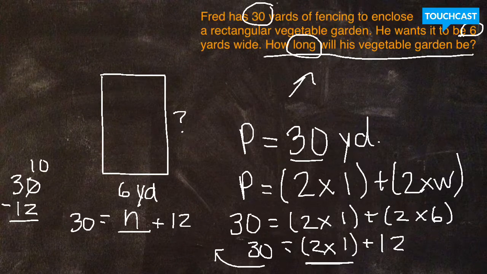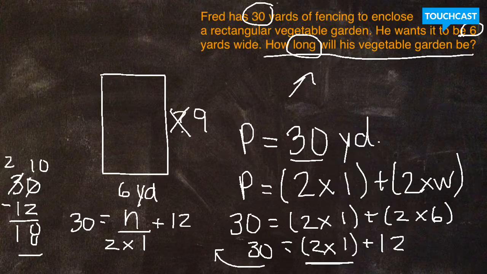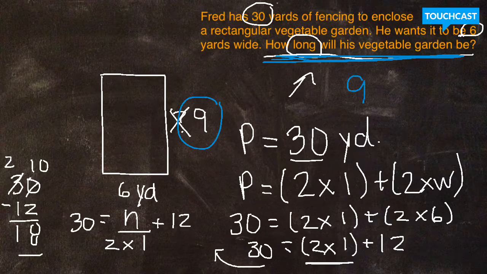So we have to regroup. That becomes 10 and 2. We get 18. But remember, n is like 2 times something, the length, to get 18. So 2 times what gets me 18? 9. So our width, or our length, sorry, is 9. So I'm going to cross that out. Our length is 9. So looking back at our question, which was how long will the vegetable garden be? We just found out that it was 9 yards.